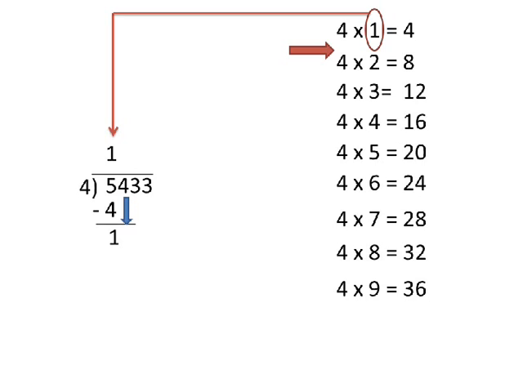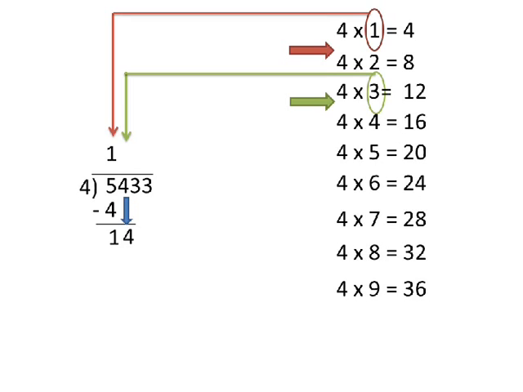So 4 times 1 is going to be 4, 4 times 2 is going to be 8, 4 times 3 is going to be 12, 4 times 4 is going to be 16. So that 14 lies between the 12 and the 16. So we're going to take that 3, and we're going to put that 3 above the 4.